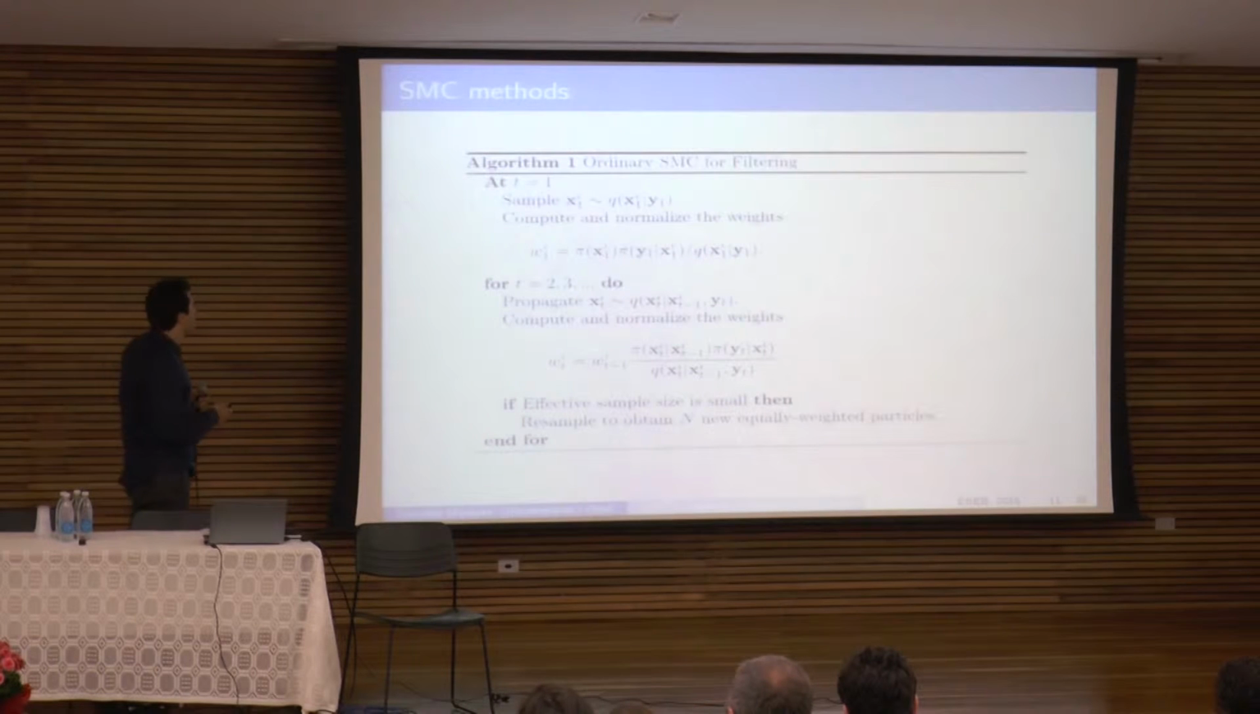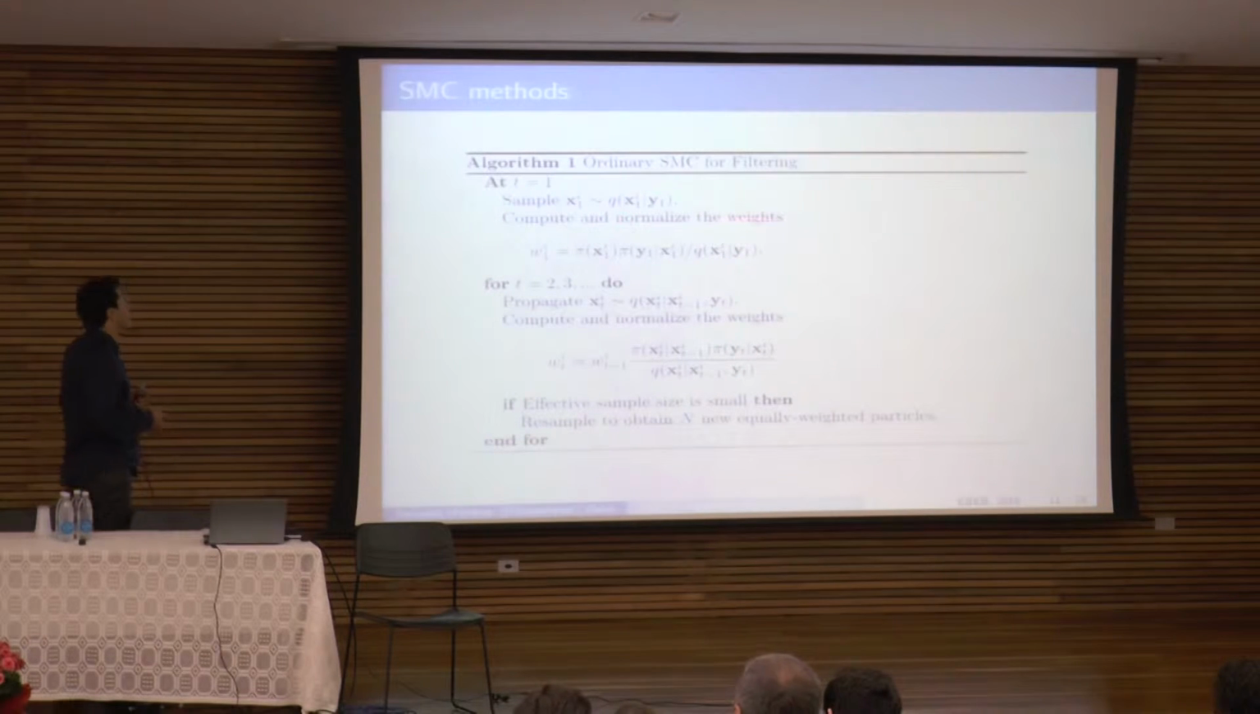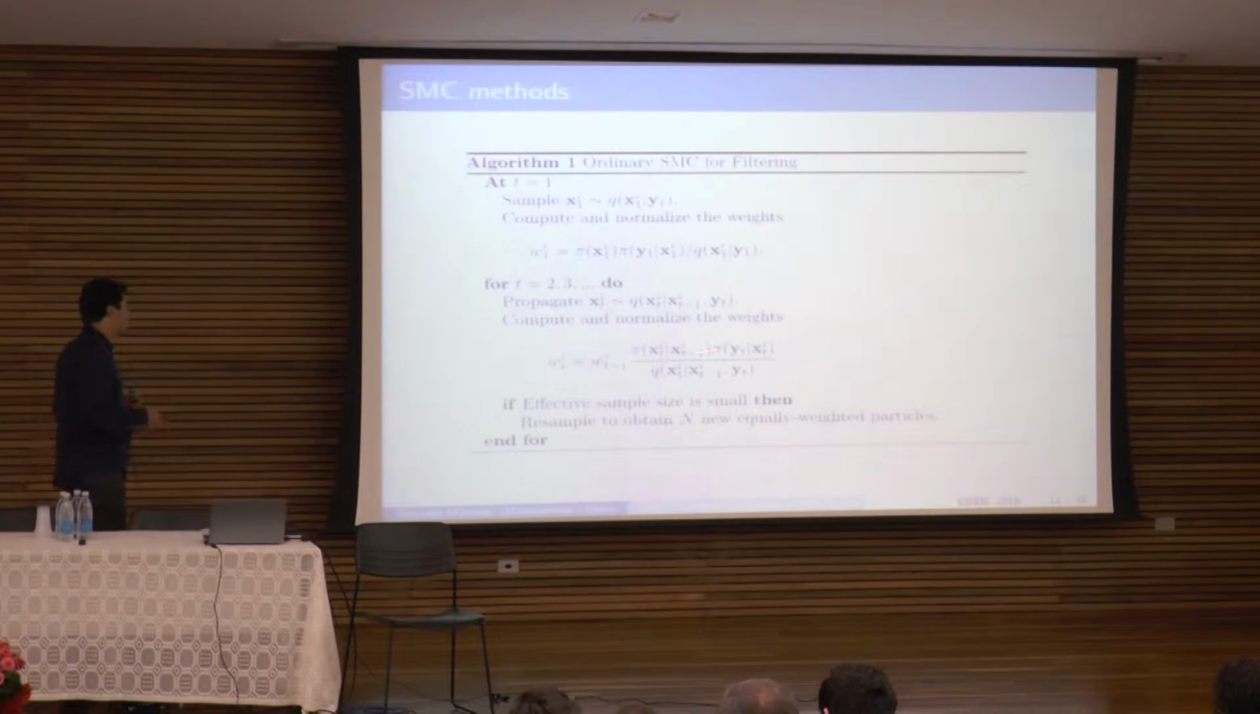So one practical solution for that is to add a resample step. As you can see here in the algorithm, the simple way to see the particle method is that at time t1, you sample from your proposal, then you calculate your weights. Then for times 2, 3 and so on, you propagate the x, might use your data, and then you compute and normalize your weights. Then for some criterion here, you can use a resample to control the variance of the weights.